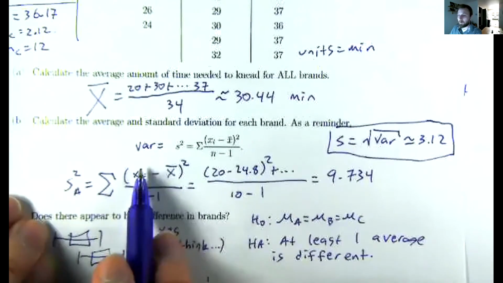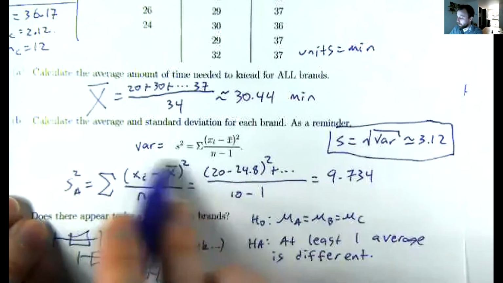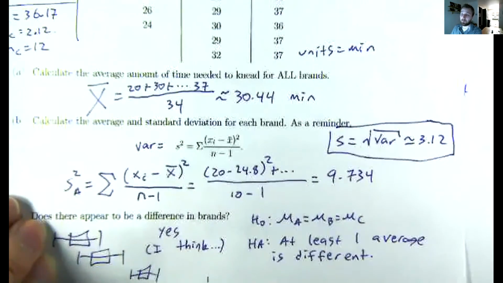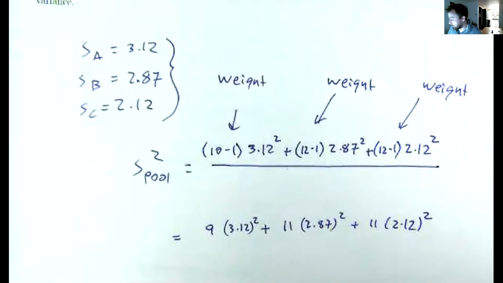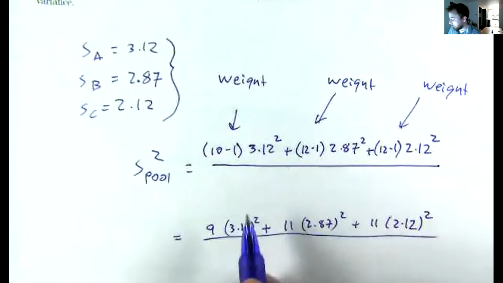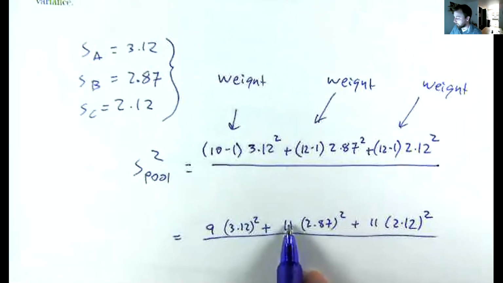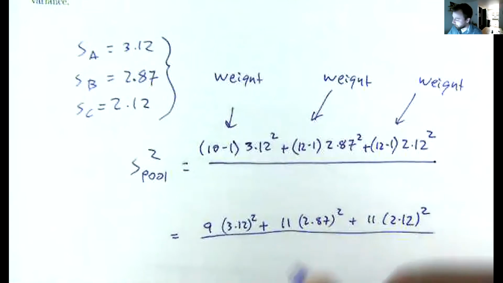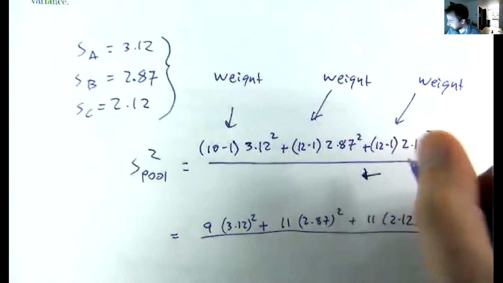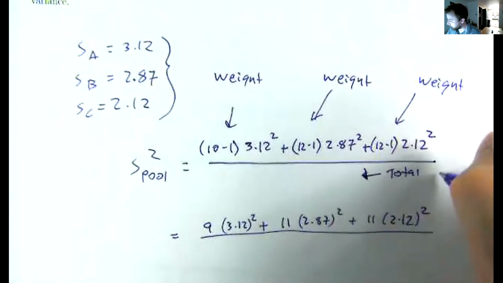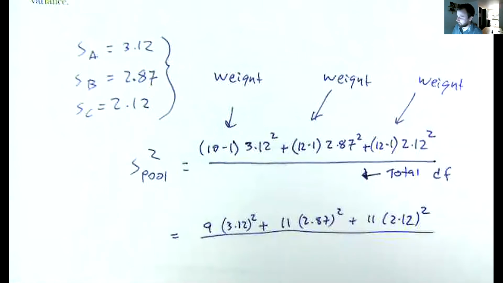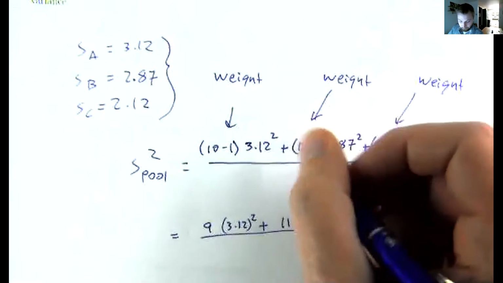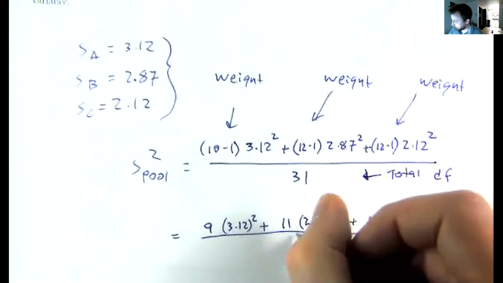Because I want to look at the total amount of spread within my data set comparing my values to their centers. The problem here is I have 9, I have 11, I have 11. I want to average these things out. So on the bottom, I'm going to have the total for the degree of freedom. So I'm going to have 9 plus 11 plus 11. I believe that's 31.